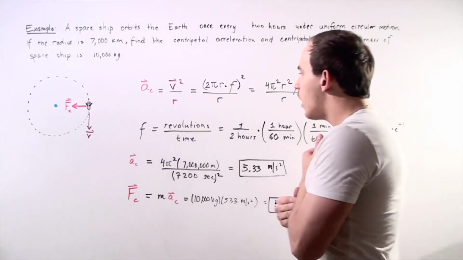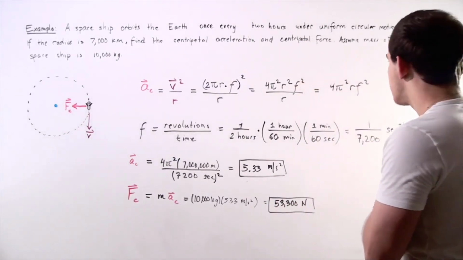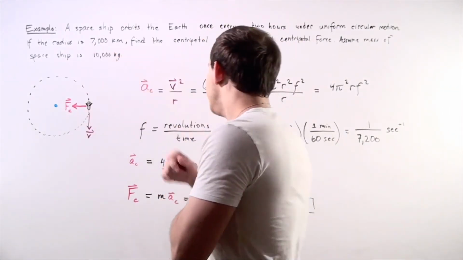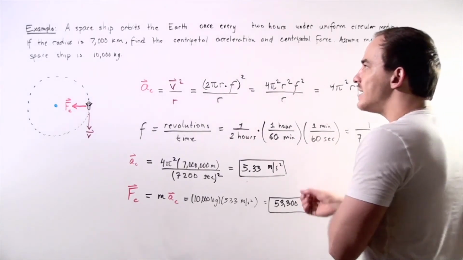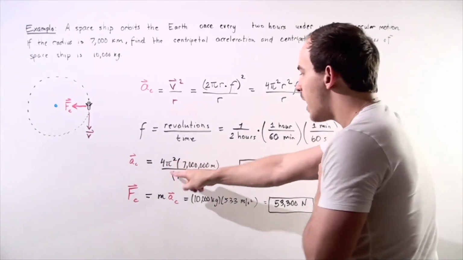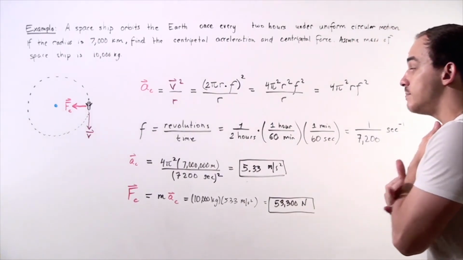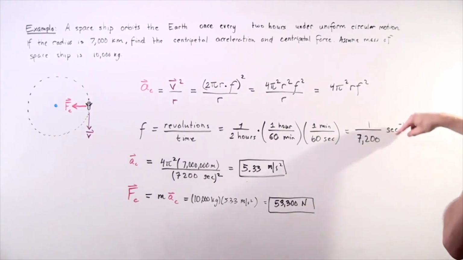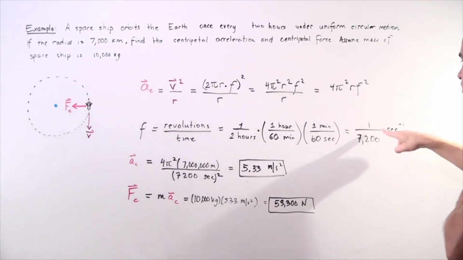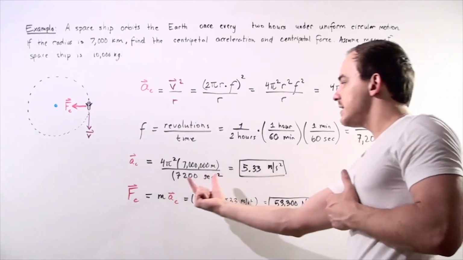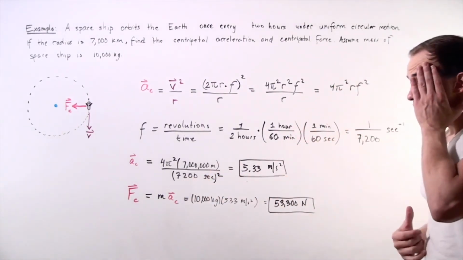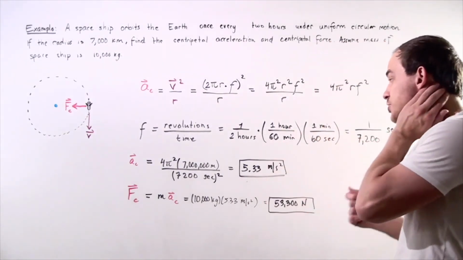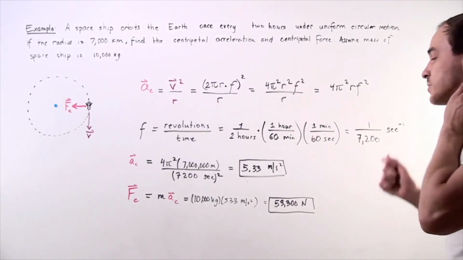Now we essentially plug this into the calculator. We have 4 pi squared times r, where r is 7 million meters, because we want to use meters and not kilometers. So we have 4 pi squared multiplied by 7 million meters divided by this number squared. The reason this goes at the bottom is because when we multiply by this number, it ends up being at the bottom. So we square that, plug it into our calculator, and we find that our radial or centripetal acceleration is 5.33 meters per second squared.